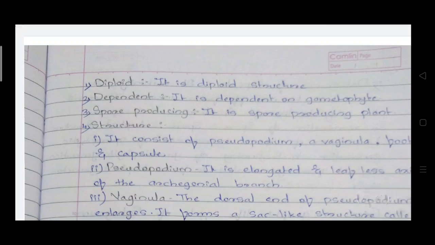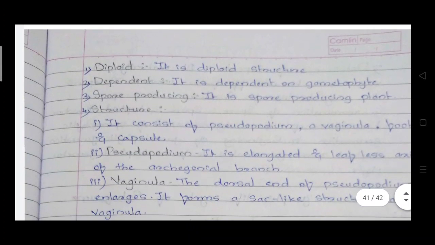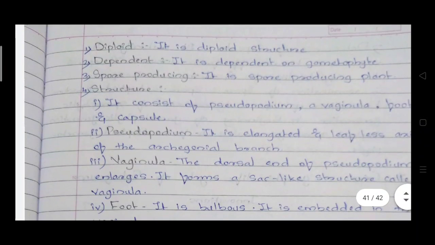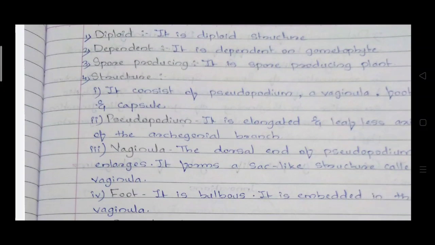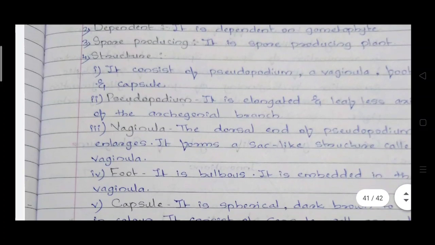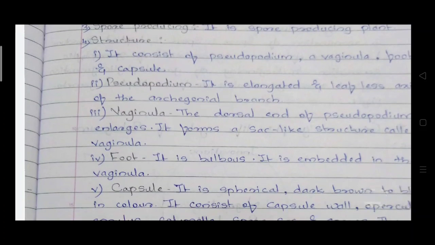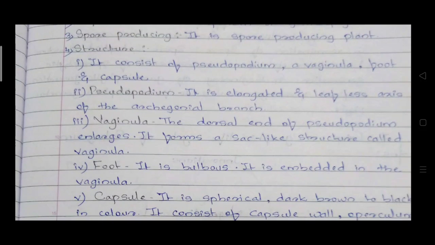This sporophyte is a diploid structure, that means 2n. The sporophyte is dependent on the gametophyte. It produces the spores, that means it encloses the spores. The structure of the sporophyte consists of the pseudopodium, vaginula, foot and capsule.